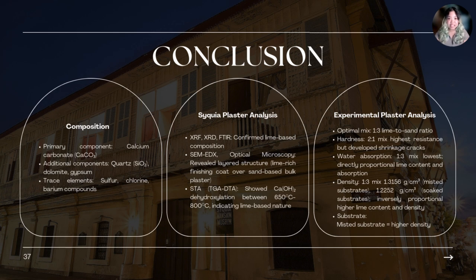This study confirmed that the Syquia plaster is a lime-based material primarily composed of calcium carbonate, with additional components such as quartz, dolomite, and gypsum. XRD, XRF, and FTIR analysis validated its composition, while SEM-EDX and optical microscopy revealed a layered structure with a lime-rich finishing coat over a sand-based bulk plaster.